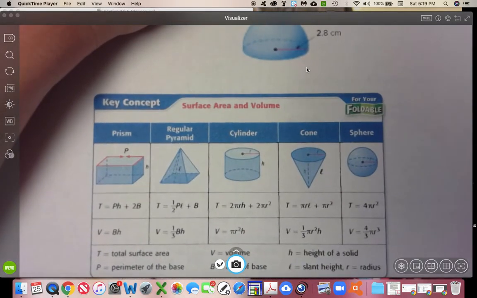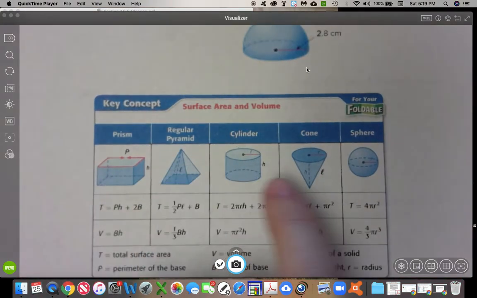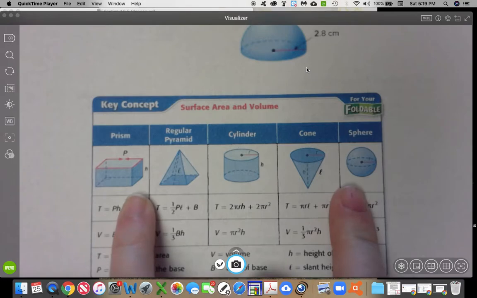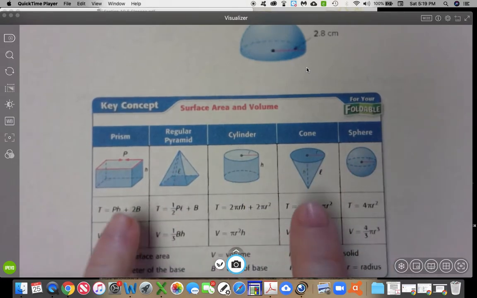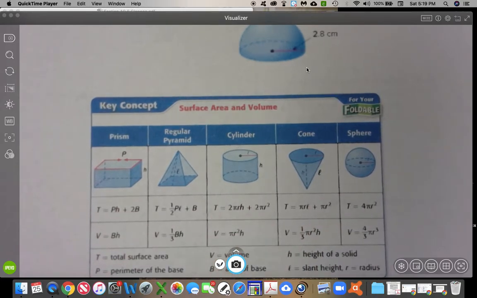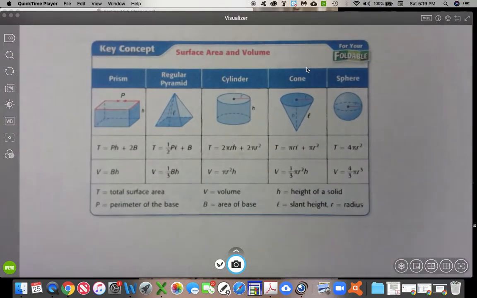Surface area and volume, they have the three-dimensional figures here that we've talked about earlier in this class. So prisms, pyramids, cylinder, cone, sphere, each one of those. And they have the surface area and volume for each. So I want to kind of go through some of these. I do not expect you to have these formulas memorized.